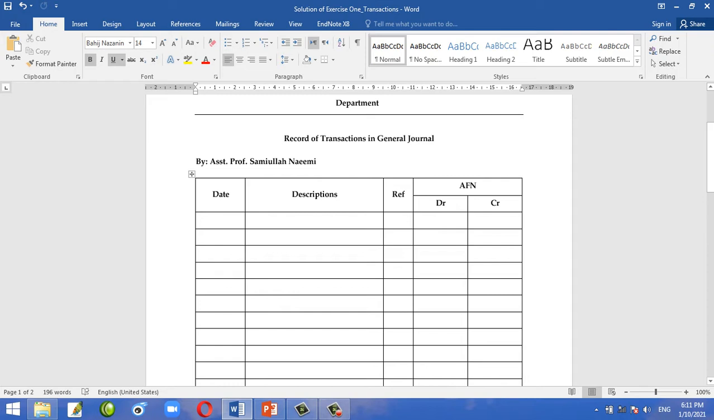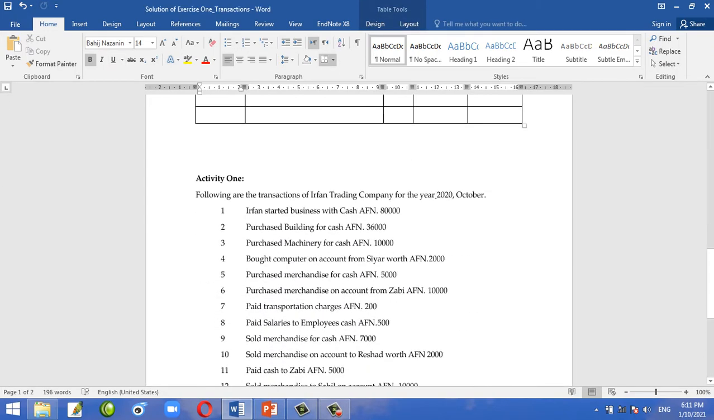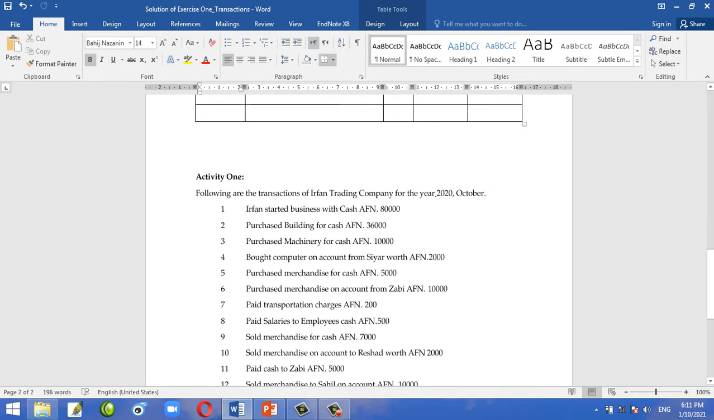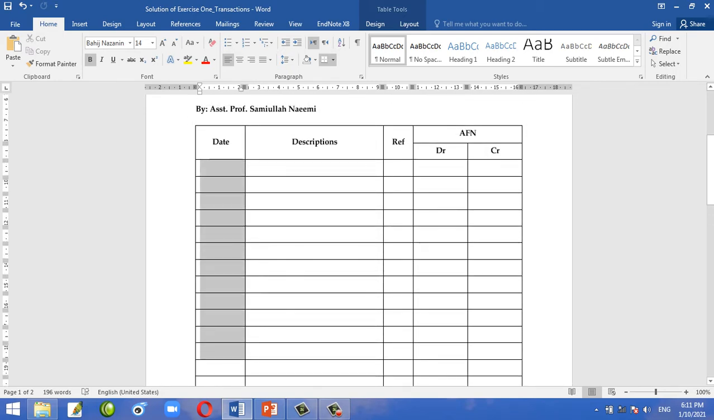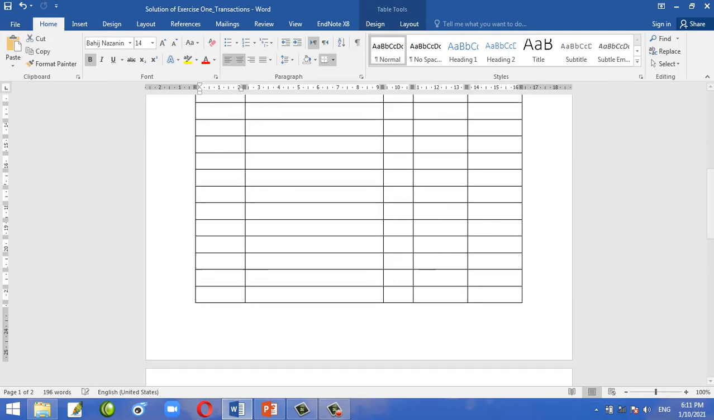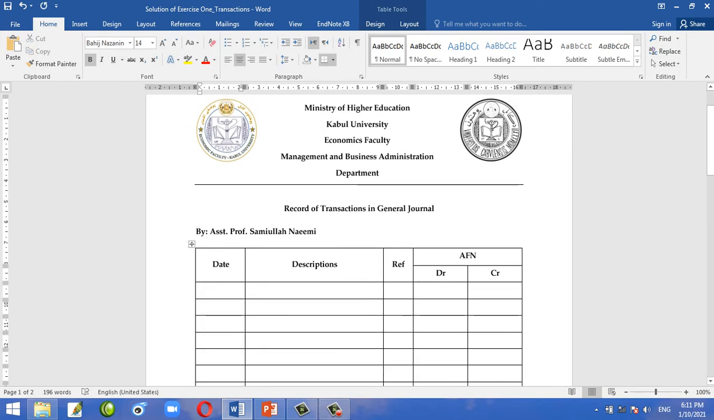In accounting, debit means the left side and credit means the right side, nothing else. Especially the debit and the credit show the increase and decrease in a particular transaction. So the first transaction is Irfan started a business with cash 80,000 Afghanis. Here in these columns we can write the date. The first transaction is on the first date of October.